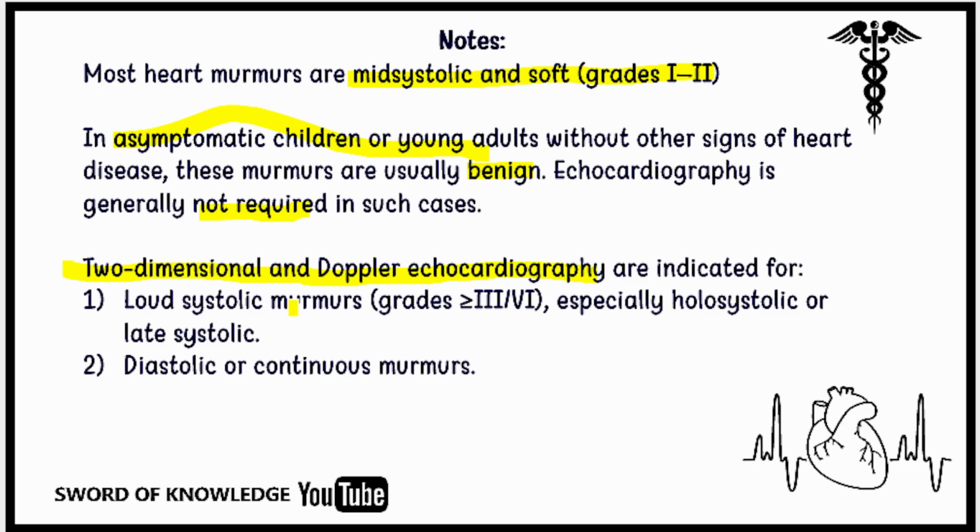So the indications are, number one, a loud systolic murmur, grade 3 up to grade 6, and especially a holosystolic or late systolic murmur. Mid-systolic ones are benign, and if the patient has a murmur that is loud on the scale of grading, or holosystolic or late systolic, then we will evaluate this patient. And number two, a diastolic or continuous murmur. So our patient is having this condition, a diastolic murmur, regardless of grade.